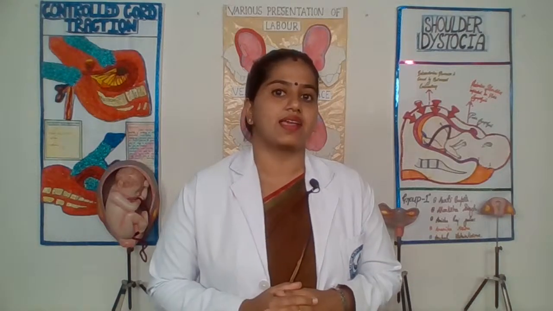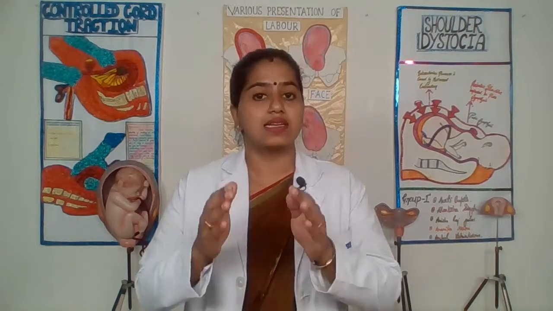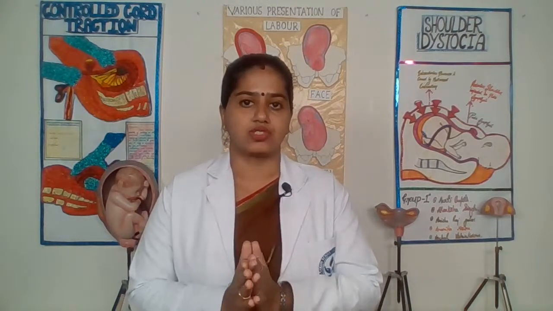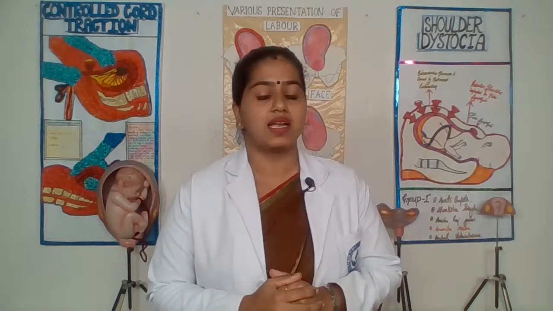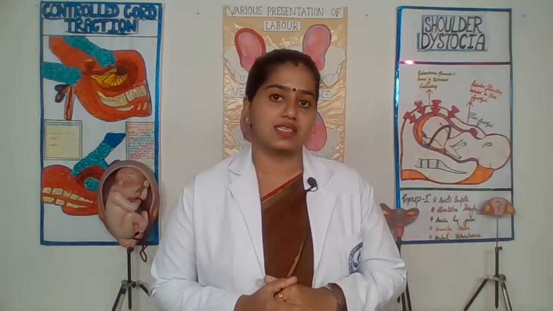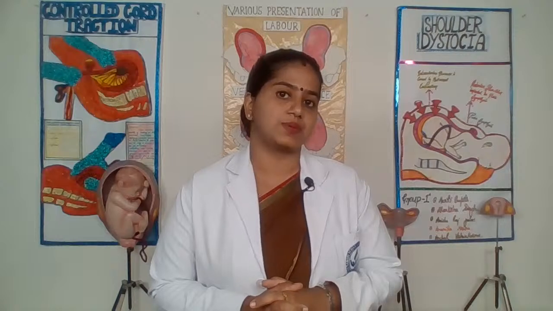And we discussed lie. What is lie? It is the relationship of the long axis of the fetus to the long axis of the maternal spine. Here they will be parallel. That is known as longitudinal. In breech presentation, the lie will be longitudinal, and the buttocks will come and lie in the lower pole of the uterine segment. We also saw the incidence.